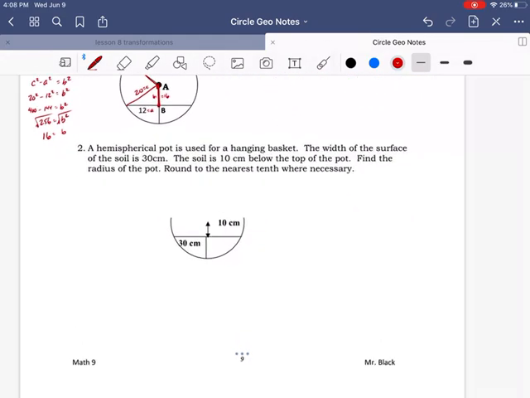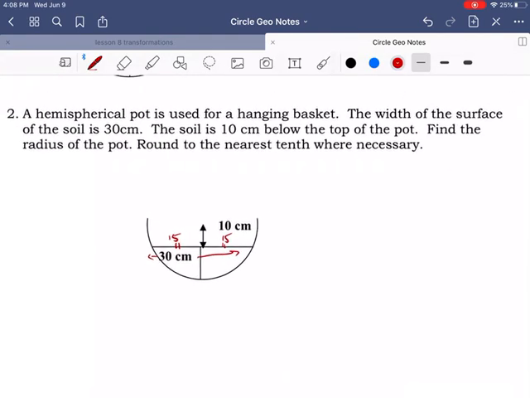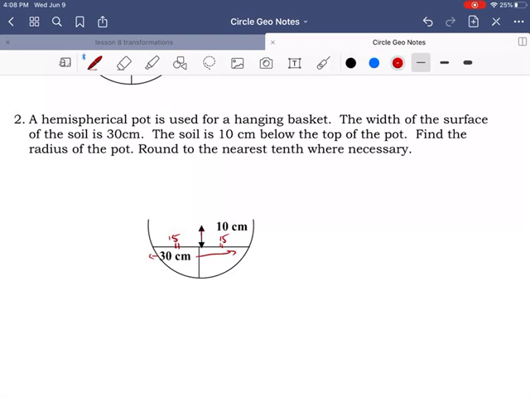One more example here. A hemispherical pot is used for a hanging basket. The width of the surface of the soil is 30 centimeters. So the entire thing, this 30 centimeters, is the entire distance across, which means that this is 15 and this is also 15. Find the radius of the pot. So if this is 15 and the height here is 10, we're creating this scenario. It's not quite drawn to scale. So this is 10 and this is 15, and it's a right angle triangle.